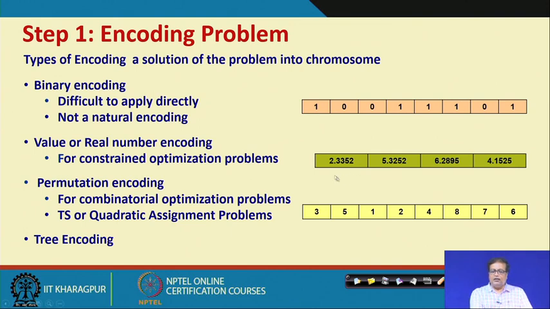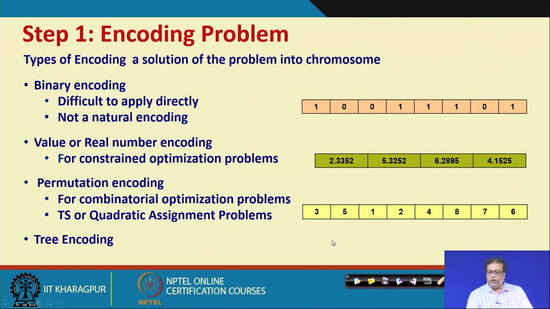For some other problems, we may have value or real number encoding, sometimes for constraint optimization problems. Here, each gene is actually a real number. Is it all right? Then for the traveling salesman and similar combinatorial optimization problems, like the quadratic assignment problem, which comes up in facility location problems, where it is an assignment problem but with a quadratic objective function, the method is to go for what is known as permutation encoding.